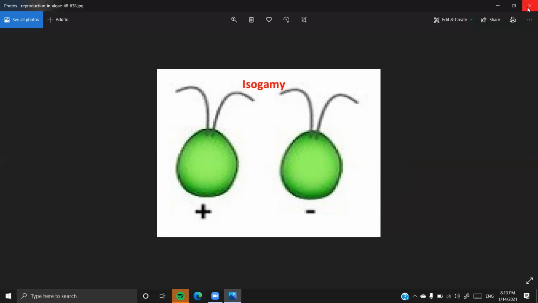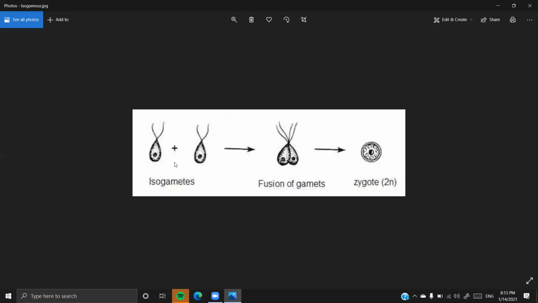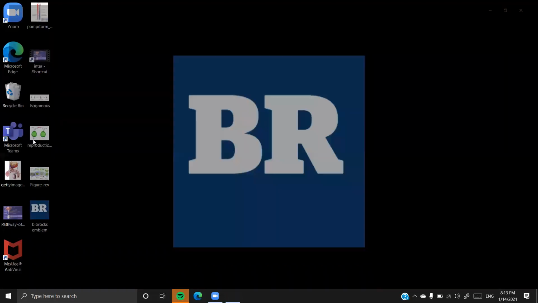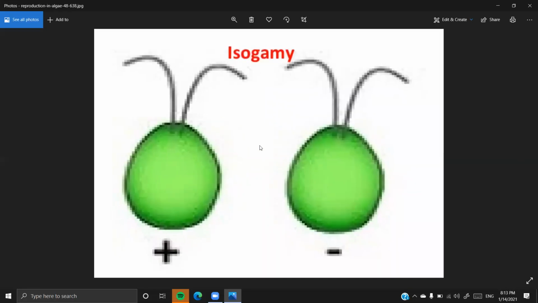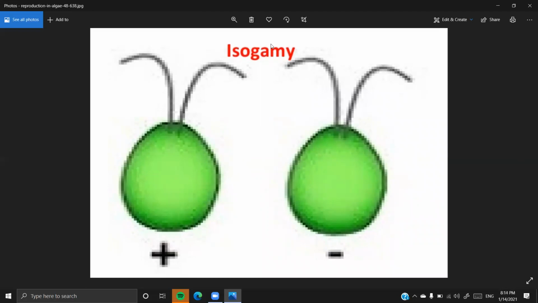In the earlier case that I showed you on the screen, they both are the same size-wise, structurally, morphologically, and physiologically. This is very important. They are physiologically as well as morphologically the same, so we called it isogamy. But in a few conditions, the gametes present are structurally the same, that is morphologically very similar, but physiologically they are different, so we call them a plus strain and a minus strain. This is also isogamy, but we call this physiological anisogamy. We call this physiological anisogamy, children.